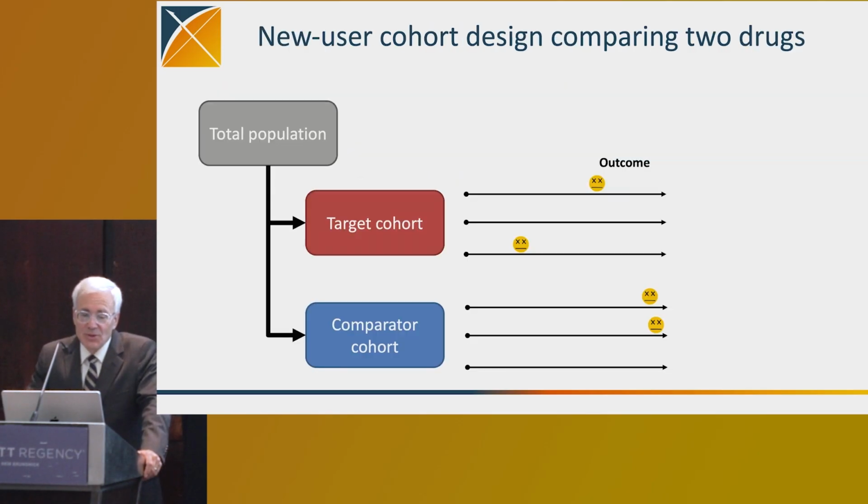So new user, that is the first time I'm using a drug, cohort design comparing 2 drugs is shown graphically here. I have my total population that I started with, and then I divide it into 2 groups, some in the target cohort and some comparator group, say another drug. And then I follow their longitudinal record, the arrows on the right, and I look to see if they get an outcome, which could be a bad effect, signified by the yellow circles.